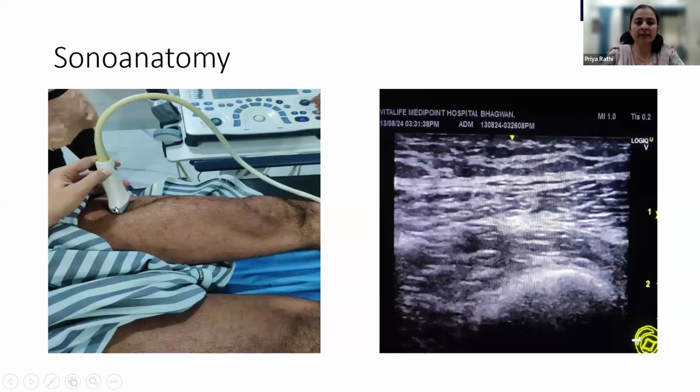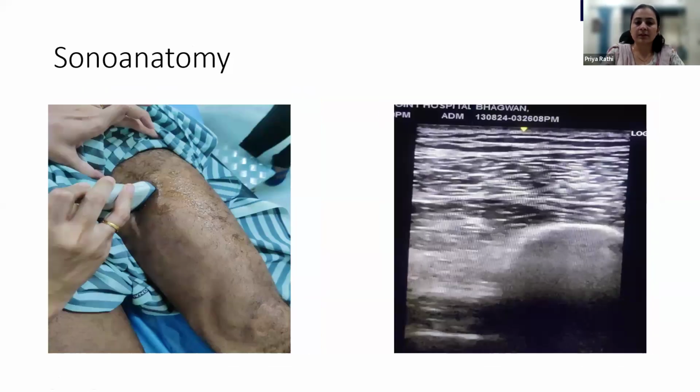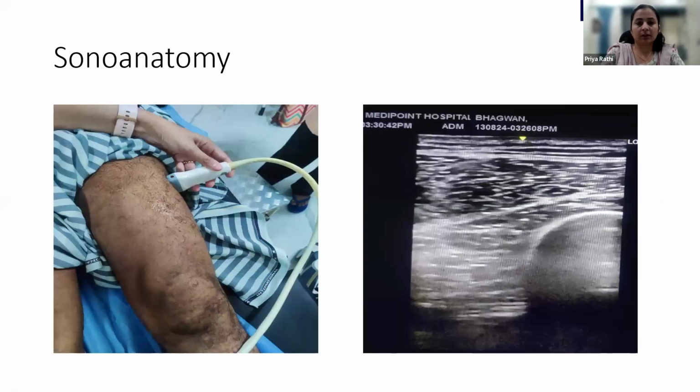Now I have put the probe on the anterior aspect of the thigh, mid thigh. Here, what you can see is the main chunk of rectus femoris, and deeper to that is the vastus intermedius. When I went a little medially, this is vastus medialis, and the muscle attached to the femur, directly over the femur, is vastus intermedius. When I go laterally, the big chunk of muscle is vastus lateralis.